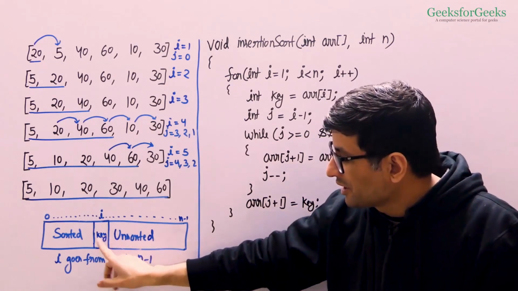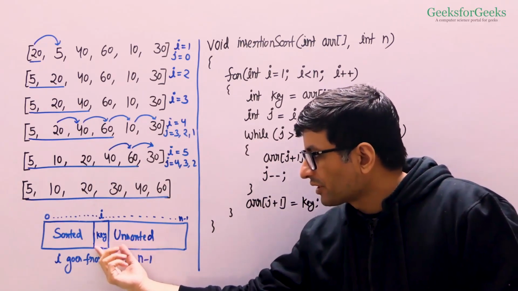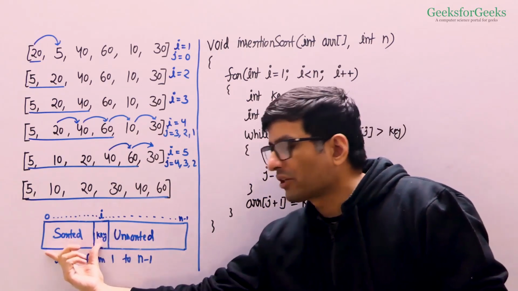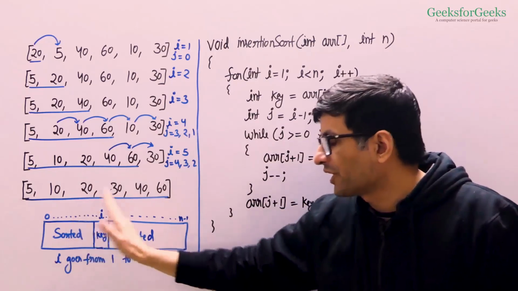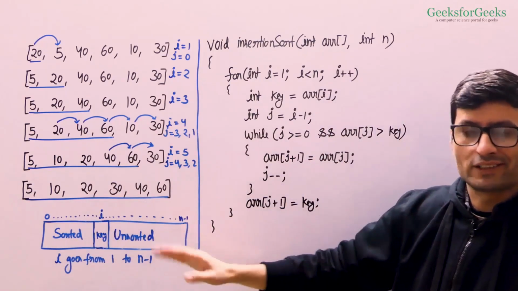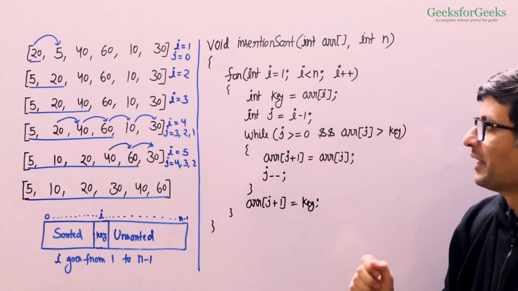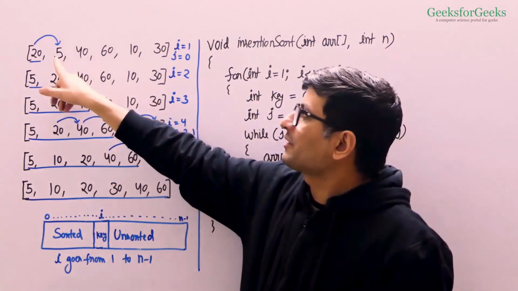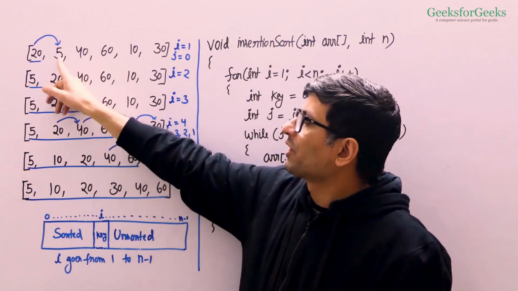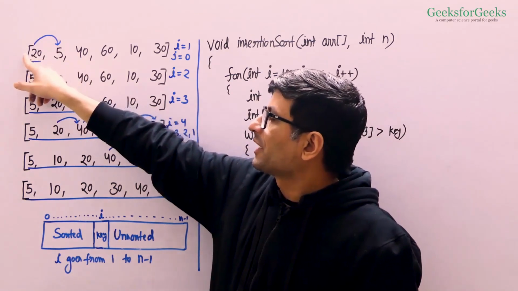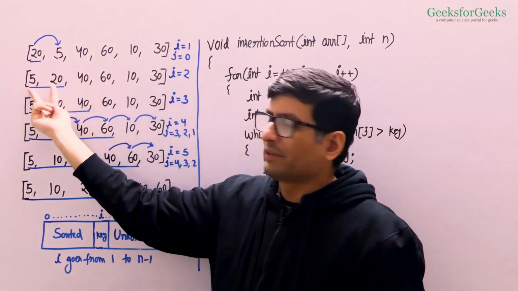So key is initially part of unsorted, and after this iteration for I, this becomes part of the sorted array, right? Our sorted array is going to increase. We are going to maintain sorted and unsorted. So when the unsorted array is of length 0, your array is sorted. So when key is 5, you begin with I equal to 1. What you do is you want to put it at its correct position, so you want to make this sorted part 5, 20.